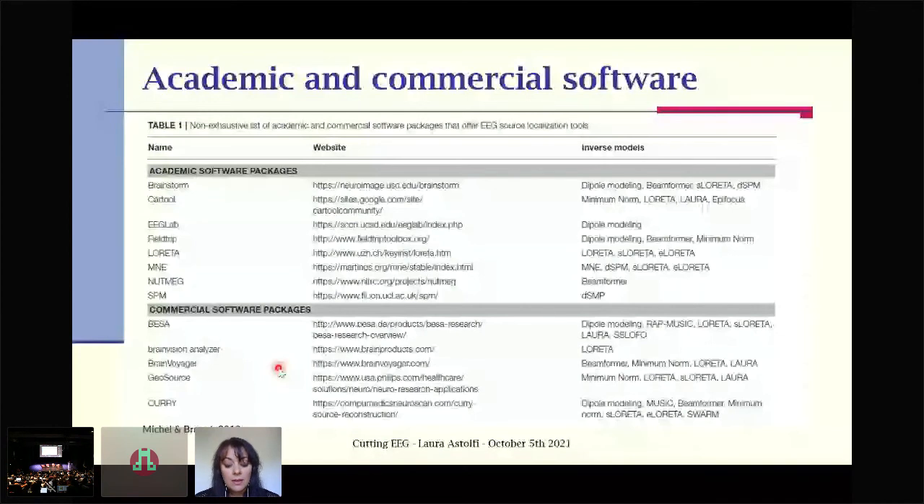Before I move to a few final considerations on this, I would like to leave you here again a non-exhaustive list of some academic and commercial software packages that are available to compute EEG source analysis. Some of them are academic and free, others are commercial packages. So if you're interested in one or more of these methods, you would find plenty of software that are able to do that for you. But there are some caveats.